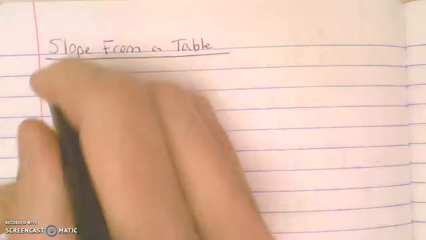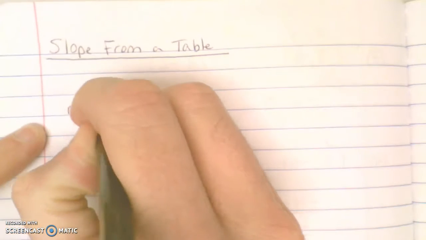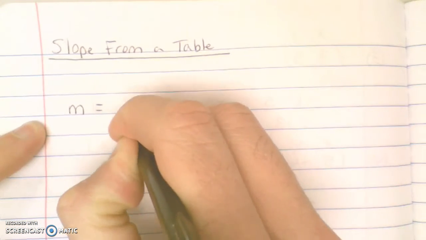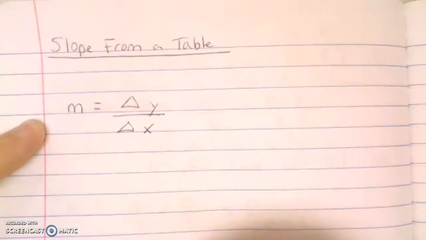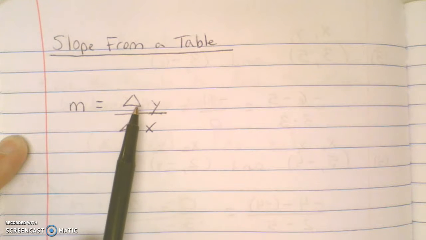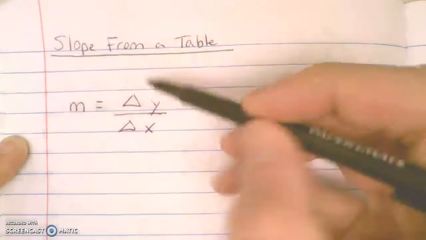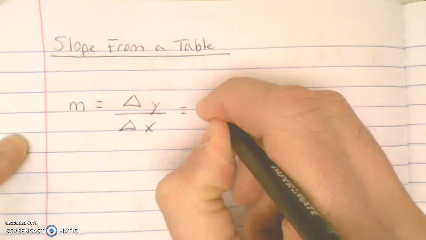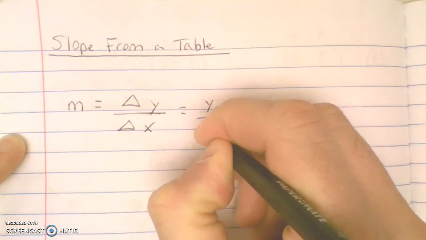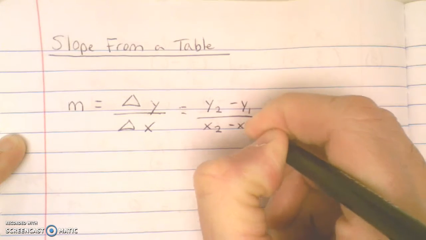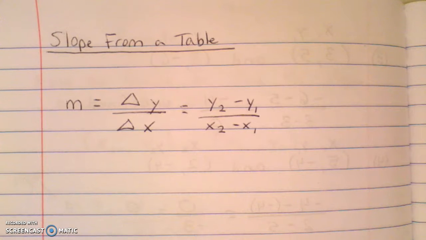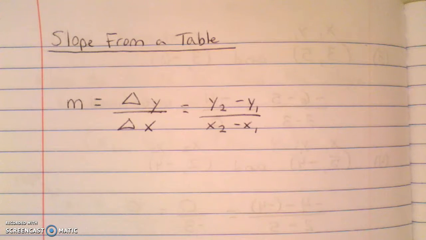Just remember that slope is your change in y over change in x. That symbol, the triangle symbol, is a Greek letter. It means delta, and it means change in. So change in y is really just you take your y values and subtract them over your x values subtracted. That was our formula for slope in our discussion of slope.